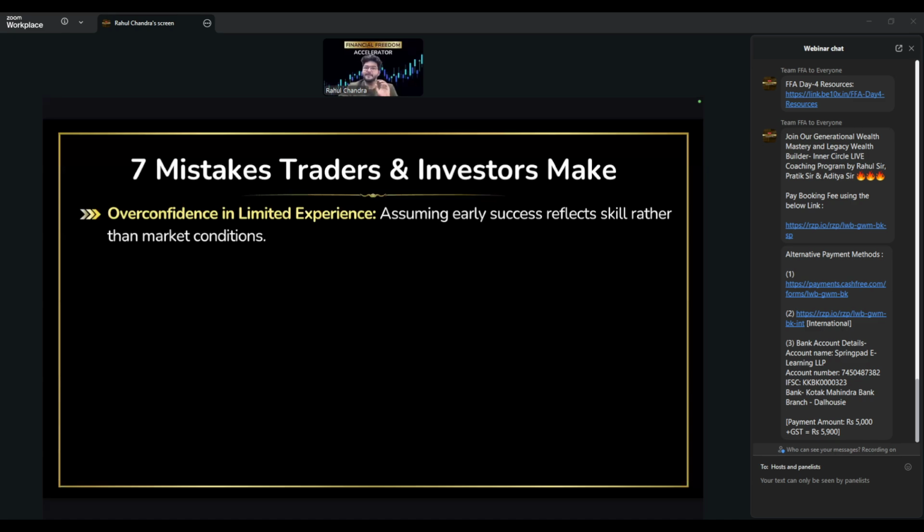Everything is working unless it stops working. Assuming early success reflects skill rather than market conditions. So please, never mistake short-term outcomes for long-term ability. If you think that one strategy is working fine, build on other strategies, because no strategy keeps on working fine year after year. You have to keep on improving strategies and working on new ones, right?